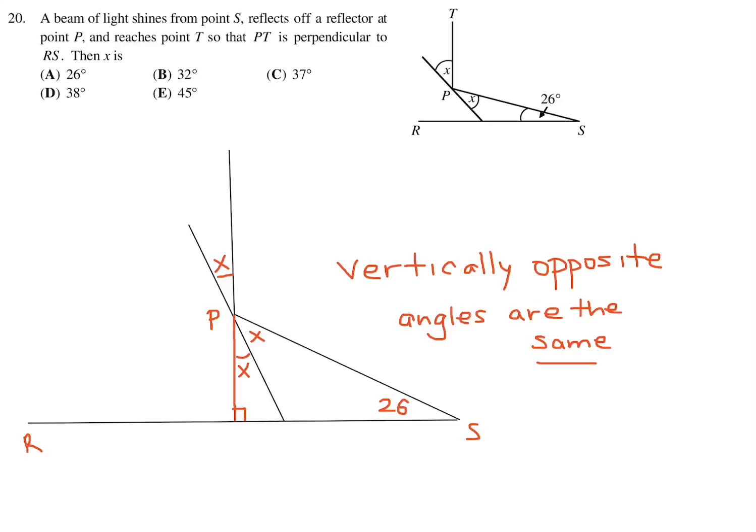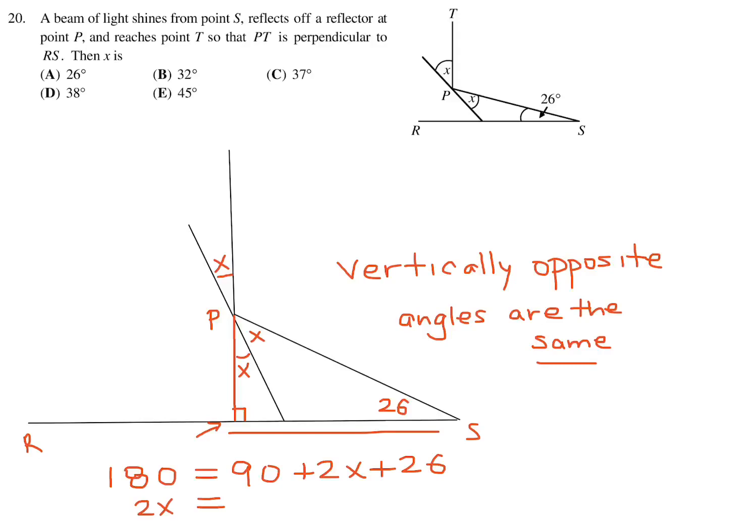So in this triangle here, we know that the sum of the angles are always going to be 180. So we've got 90 as this right angle. We've got 2 x's, and we've got a 26 in there. So that means if you do the algebra here, 2x is equal to 64, and therefore x is equal to 32. So the answer here is B.